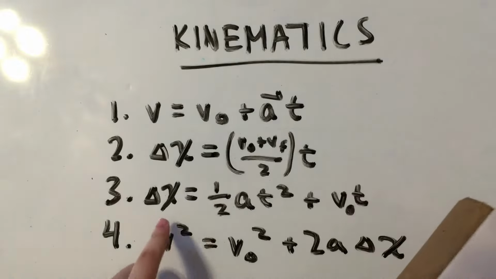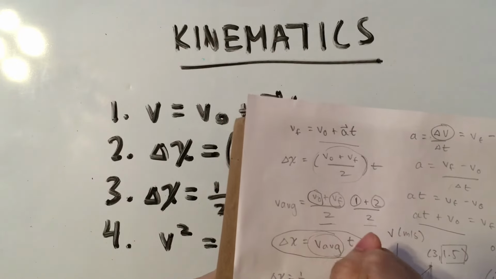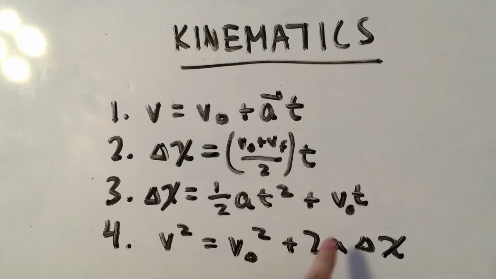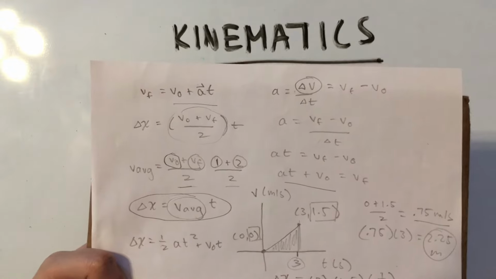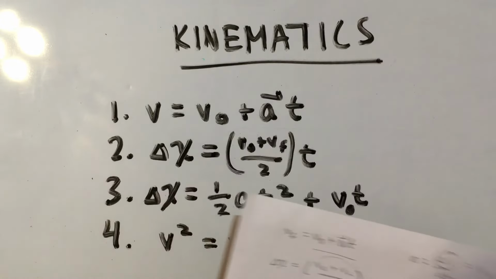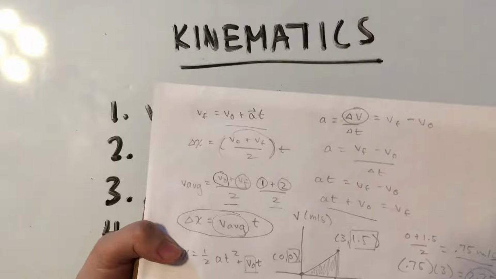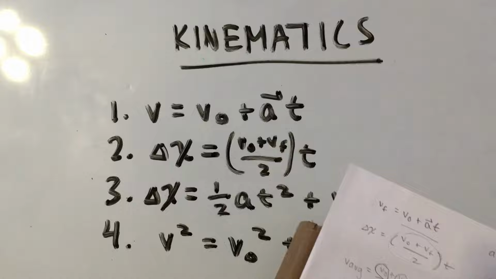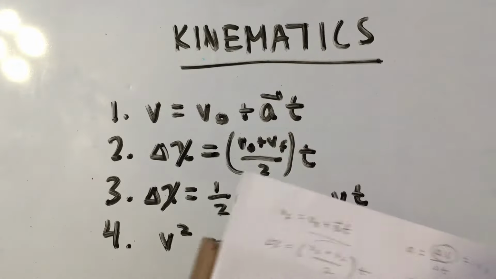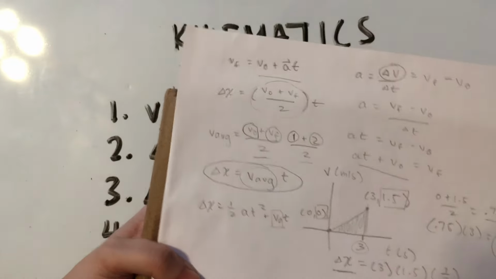And the third one is displacement. So delta x equals 1/2 at squared plus initial velocity times time, so v sub 0 times t. And we can get this by using the 2 equations that we have already. So I see here that we only have an initial velocity. So our final velocity is what's eliminated in this equation. So let's try to eliminate v sub f. And we already know that v sub f equals initial velocity plus acceleration times time.